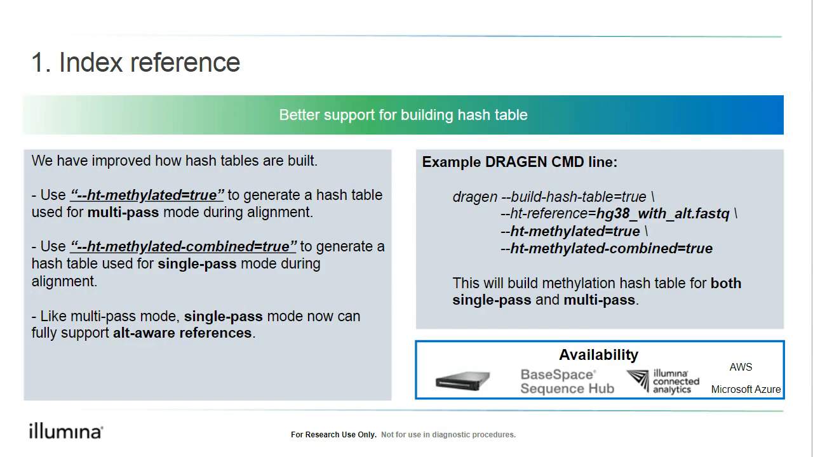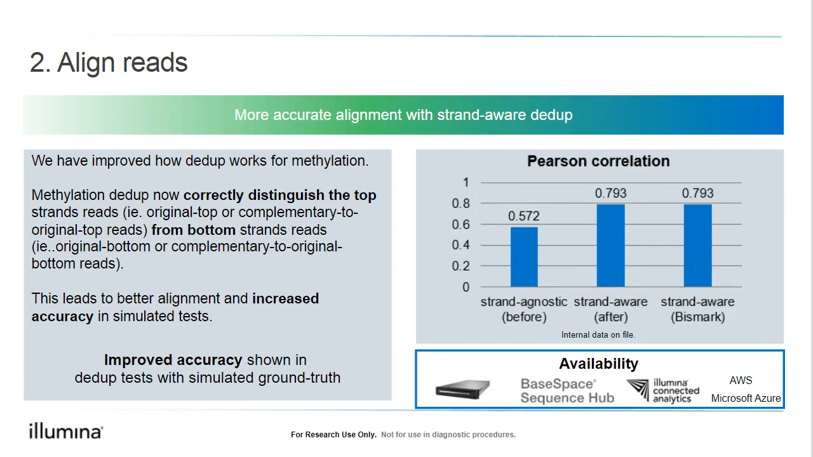Just quickly going through this, we now have improved hash tables that you can use for methylation. You can set the HT methylated option to be true for multi-pass mode. And if you set combined hash table to true, then you can use that for single-pass mode. And like the multi-pass mode, the single-pass mode is now fully alt-aware supported. So again, something that we want to push our users to is the single-pass mode, and we're bringing in all the capability that we previously had in the multi-pass mode.